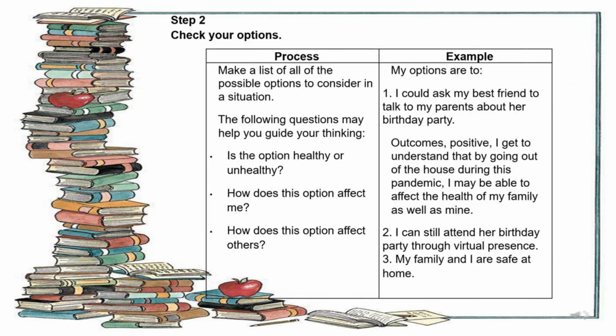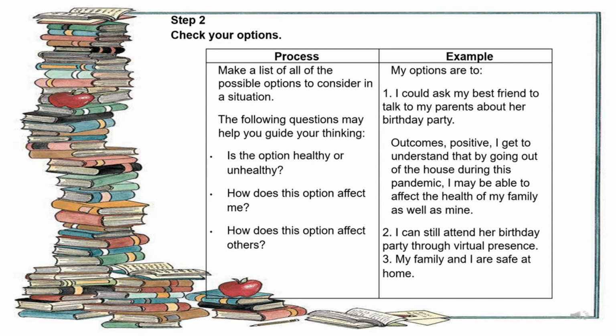Step 2. Check your options. Process. Make a list of all of the possible options to consider in a situation. The following questions may help guide your thinking. Is the option healthy or unhealthy? How does this option affect me? How does this option affect others? Example. My options are two.